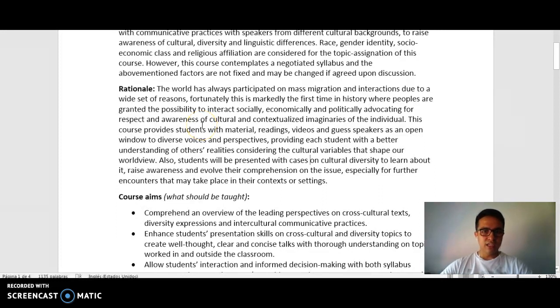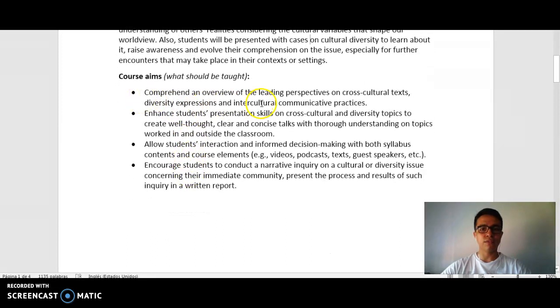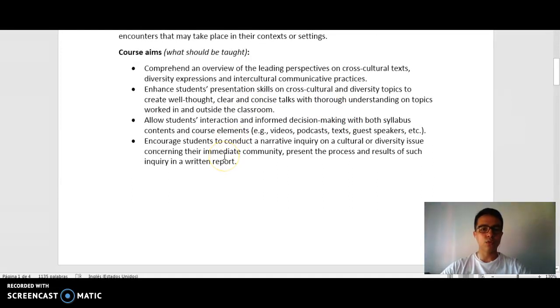So again, although this is for an exercise in the class, I would like to consider this and maybe present it as a proposal for my university. The course aims to comprehend an overview of current perspectives on cross-cultural texts, diversity expressions, and intercultural communicative practices, enhance the students' presentation skills on cross-cultural and diversity topics to create well-thought, clear, and concise talks, and allow students interaction and informed decision making with both syllabus contents and course elements. This is brought from the proportional syllabus.